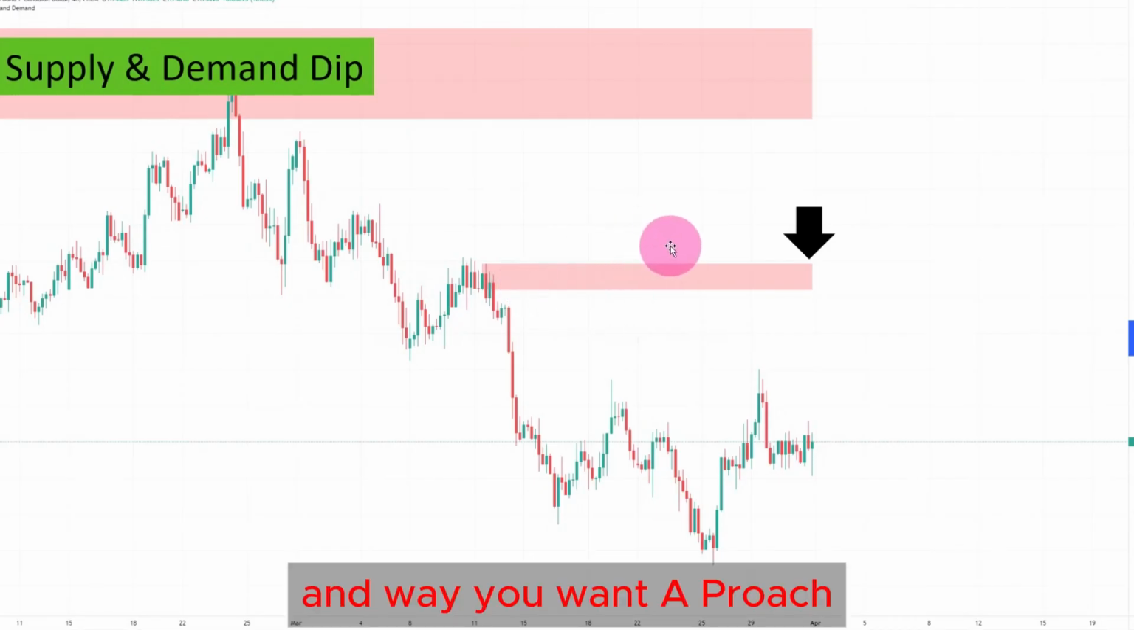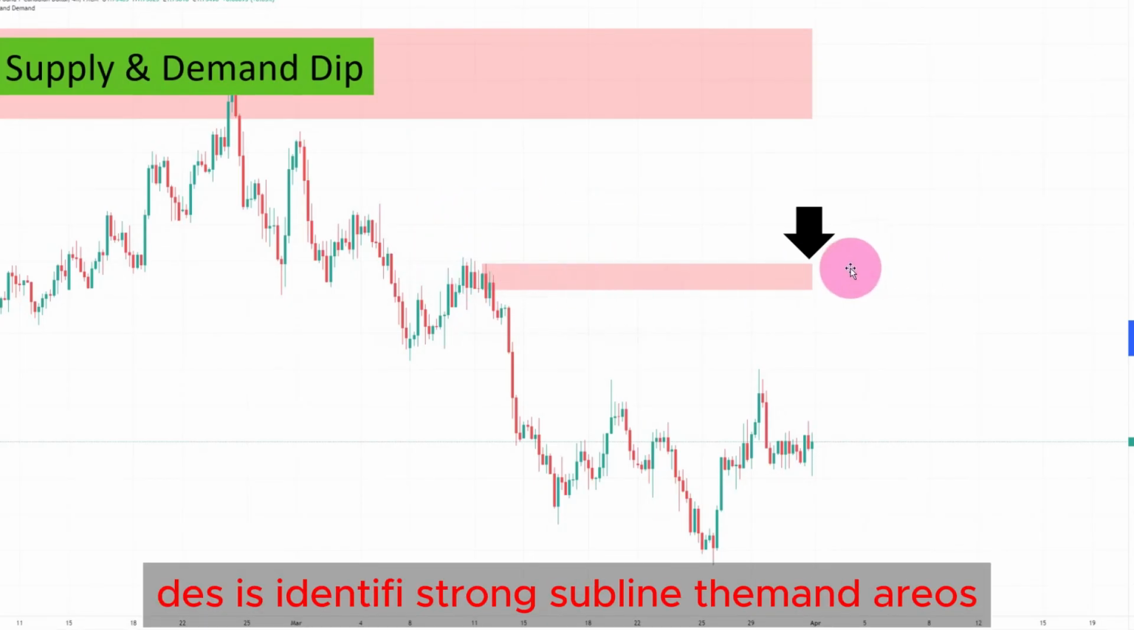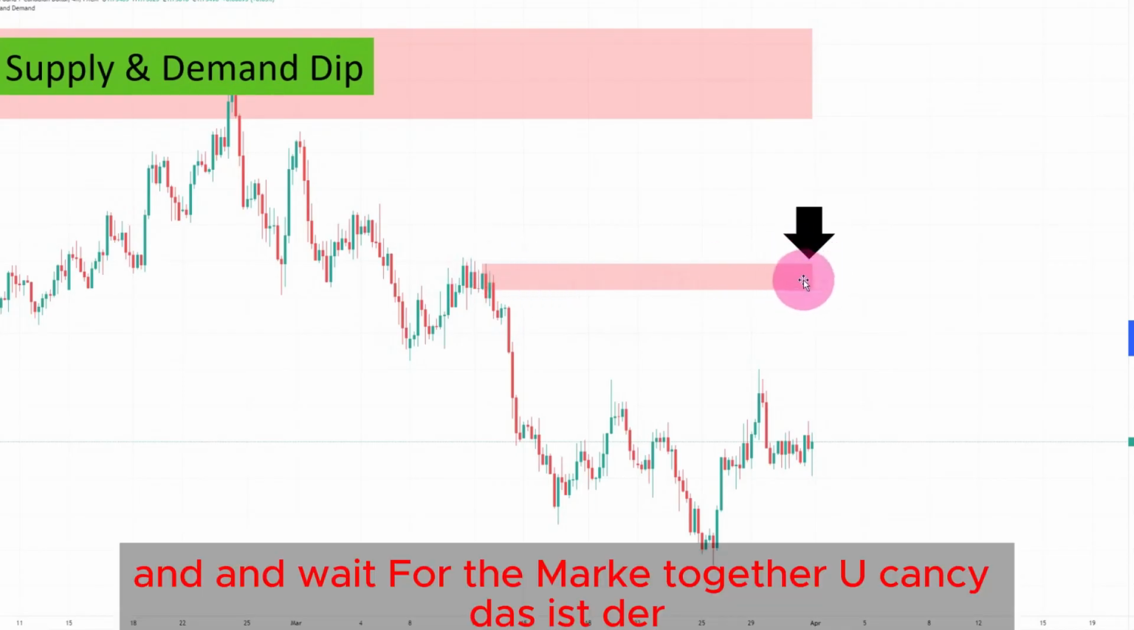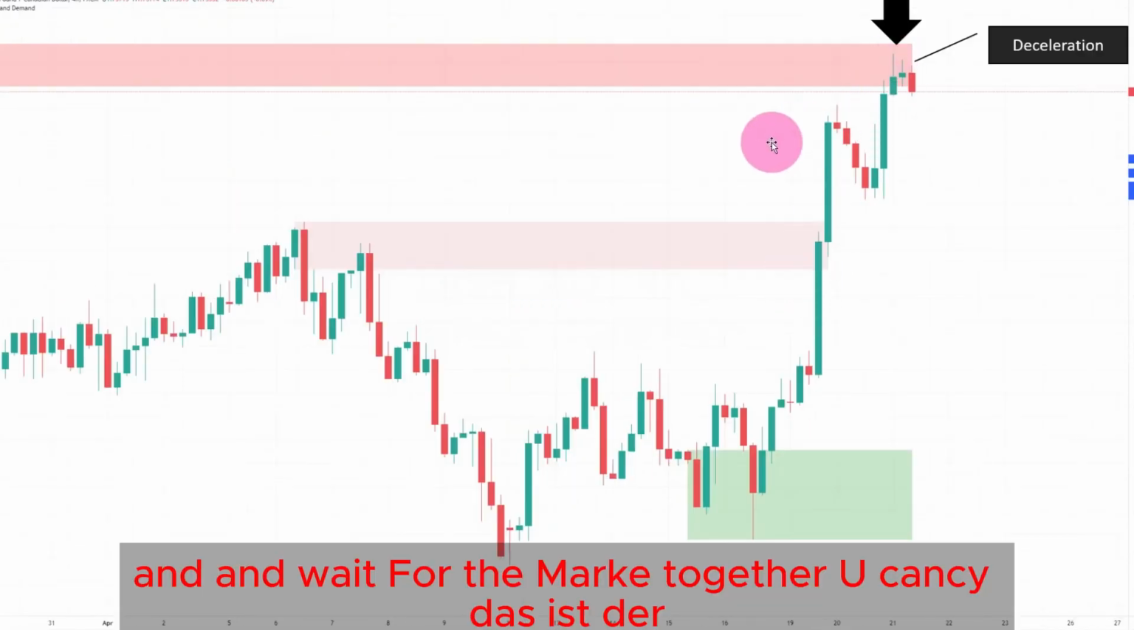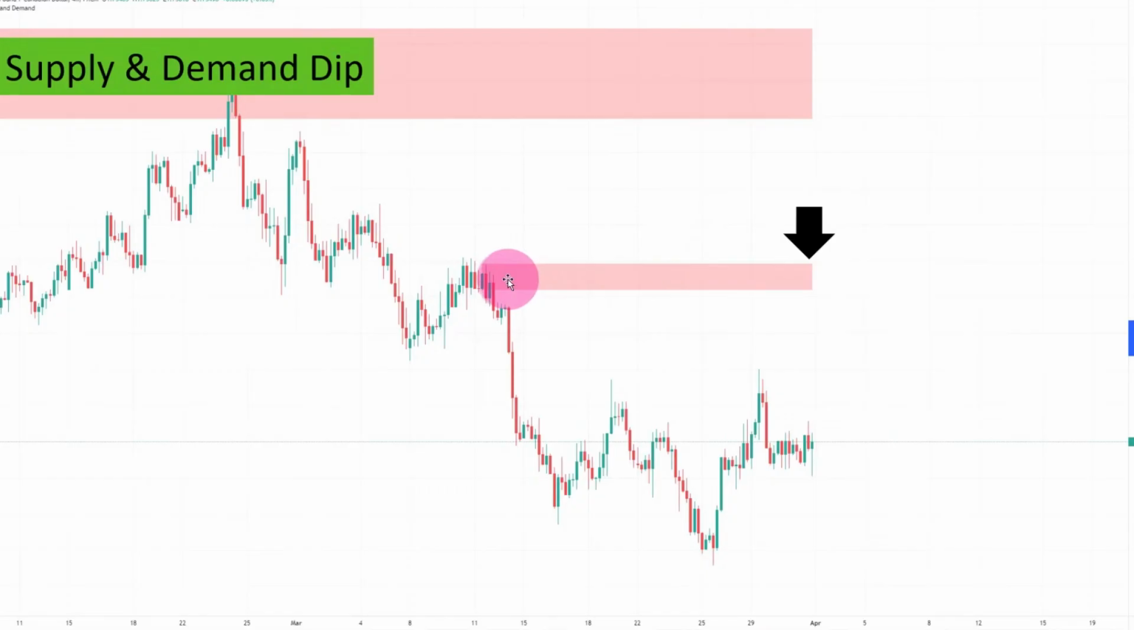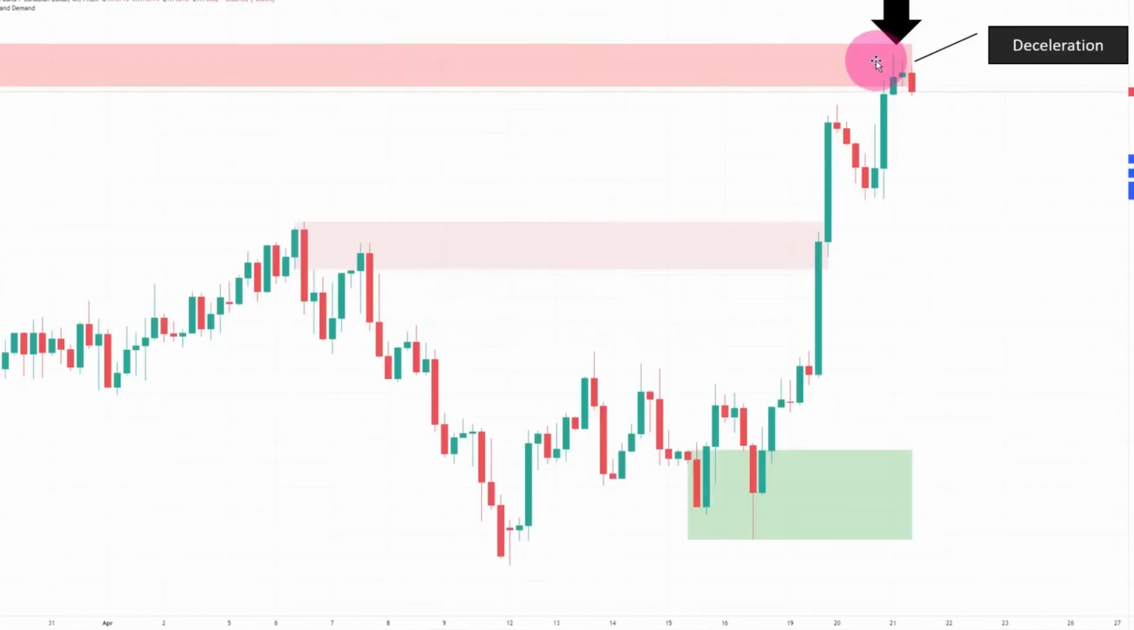And the way you want to approach this is identify strong supply and demand areas and then wait for the market to get there. You can see this is the zone that we have identified, and the market comes back to it, and there's deceleration. Here, for example, there's also a supply zone, but there was no deceleration. You can see that. The market moved higher, and then the next candle was a continuation.